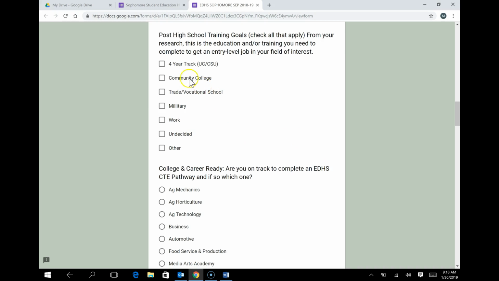So options would be if you think you would like to go to a 4-year university, like the UC system, CSU, private schools, independent colleges, or out-of-state institution, community college, like COS, Porterville College, Reedley College, a trade or vocational school, like San Joaquin Valley College, military, work, completely undecided, or maybe a different option that we haven't listed on here.